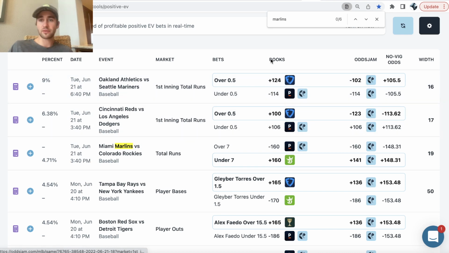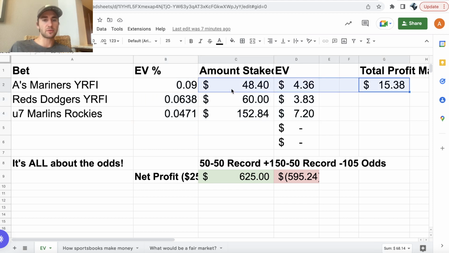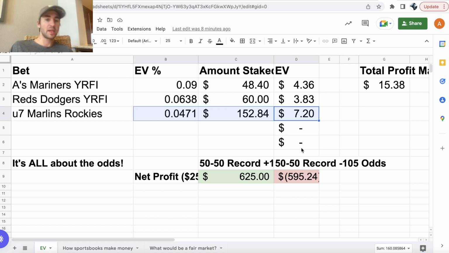We have the profit margin for every bet. So we can quantify mathematically what the profit margin of all our bets is in dollars. And it's 15 bucks. You take your profit margin percent and multiply it by your stake, and this will tell you, hey, your bet is 9% profitable and you're staking 48.40. So that's 4.36 in value and profit margin quantified in dollars on your bet. So this one actually has the highest profit margin in dollars because DraftKings allowed a slightly higher stake than these two yes run first inning bets.